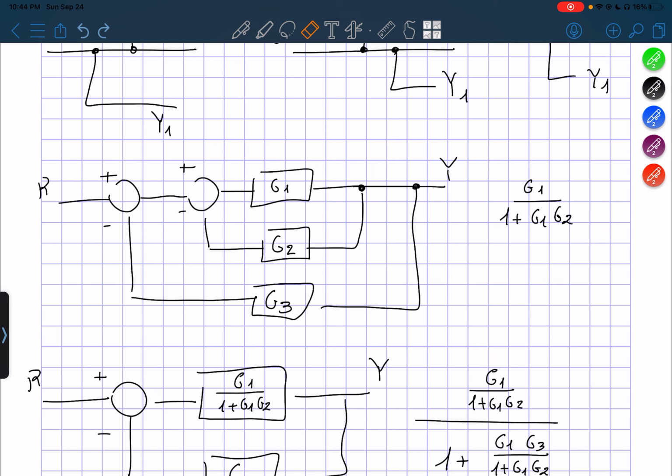And that's pretty much it. That's all you need to know about the block diagrams.